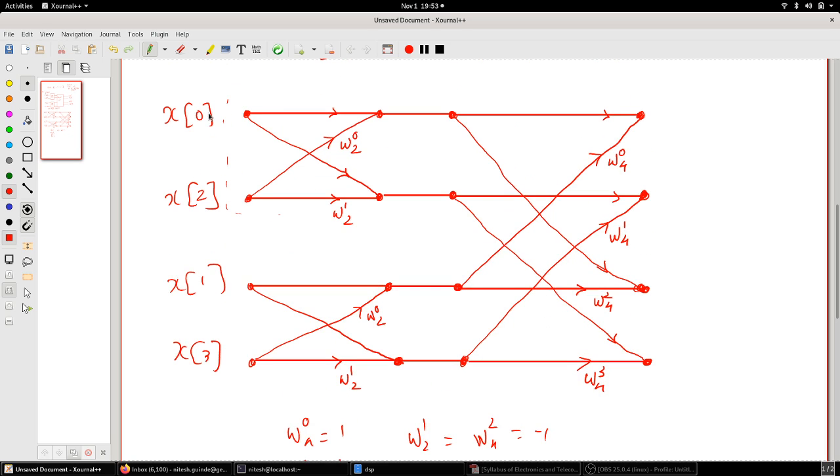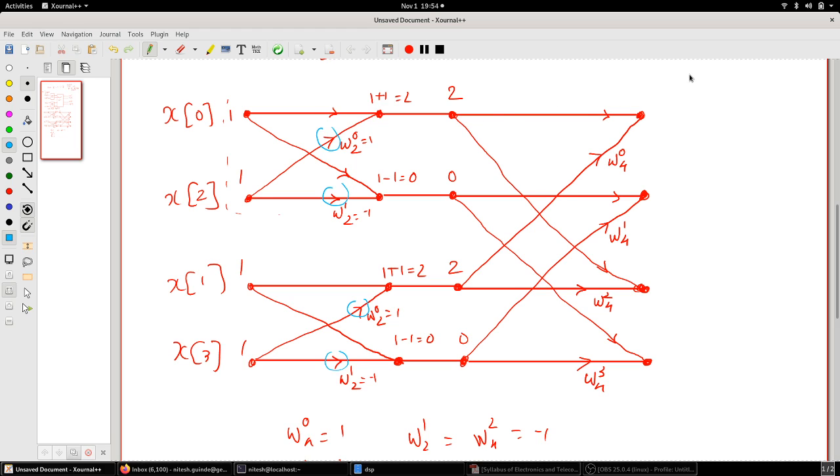So let's do this. So we know that this value x of 0 is 1, this is 1, this is 1, and this is 1, right? So 1 plus this is equal to 1, this is equal to minus 1, this is equal to 1, this is equal to minus 1. We know that, right? So 1 plus 1 gives me 2, 1 minus 1 is equal to 0, 1 plus 1 equal to 2, and 1 minus 1 equal to 0. So the output here is 2, 0, 2, 0, right? So how many multiplications are involved here? The multiplications involved here are 1, 2, 3 and 4 complex multiplications, right? So this is the first stage.